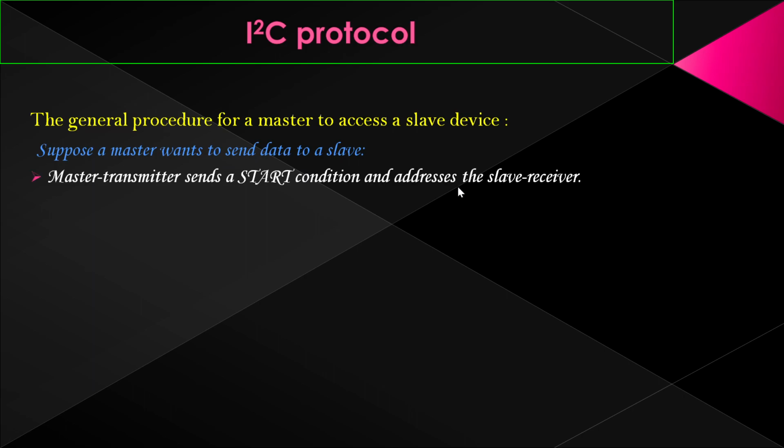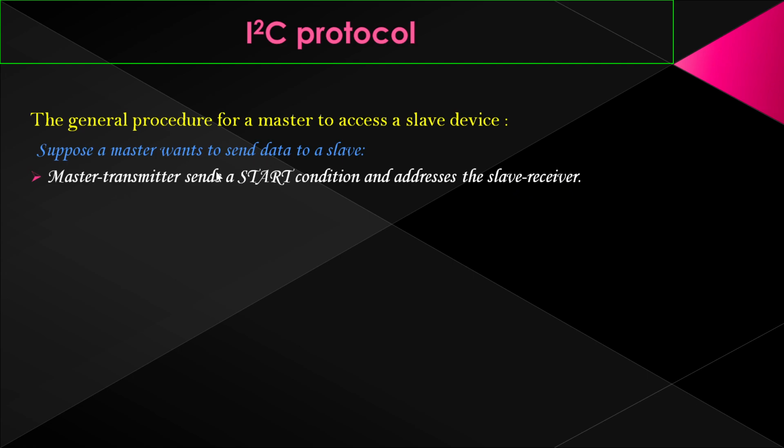How will this happen? In this case, the master will act as a transmitter because it is transmitting some data to the slave. The slave will act as a receiver because it is receiving some data from the master. So we'll call it a master transmitter for the master. For the slave, we'll call it a slave receiver.